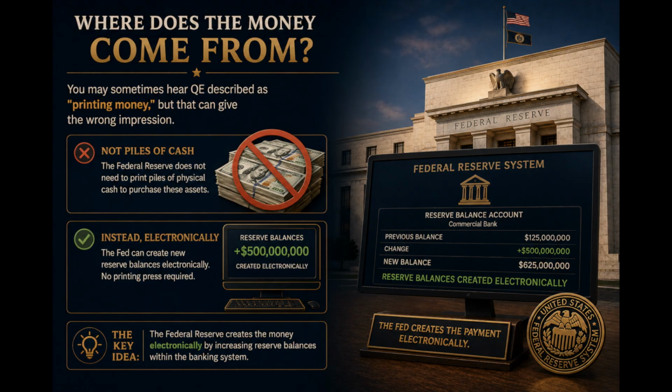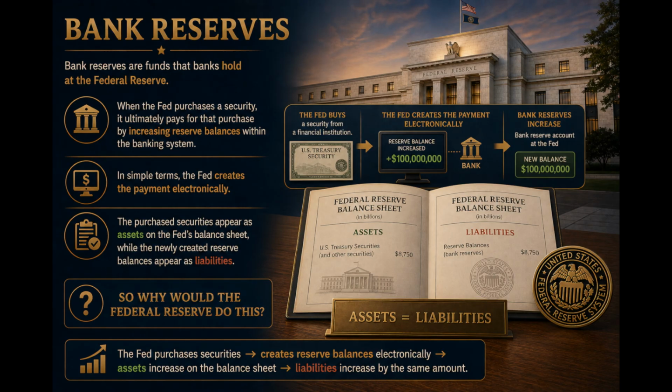You may sometimes hear QE described as printing money, but that can give the wrong impression. The Federal Reserve does not need to print piles of physical cash to purchase these assets. Instead, it can create new reserve balances electronically. Bank reserves are funds that banks hold at the Federal Reserve. When the Fed purchases a security, it ultimately pays for that purchase by increasing reserve balances within the banking system. In simple terms, the Fed creates the payment electronically. The purchased securities appear as assets on the Fed's balance sheet, while the newly created reserve balances appear as liabilities.